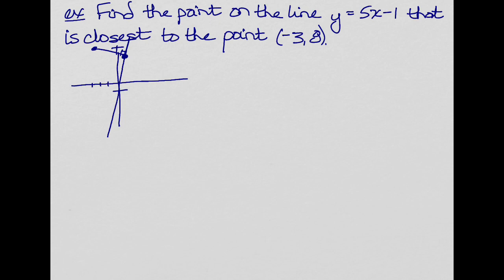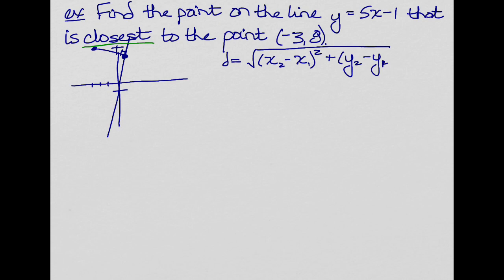Let's see, closest. If we say closest, we're talking about distance. There's a formula for that. The distance formula you may remember from your past. Big square root, difference of the x's squared plus difference of the y's squared comes from the Pythagorean theorem. There's the distance. So I want to minimize the distance.